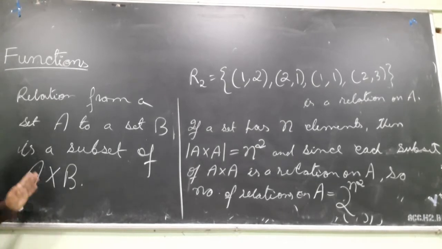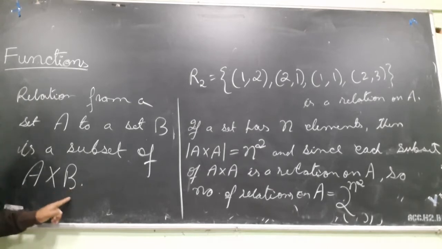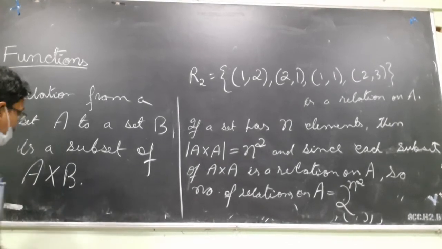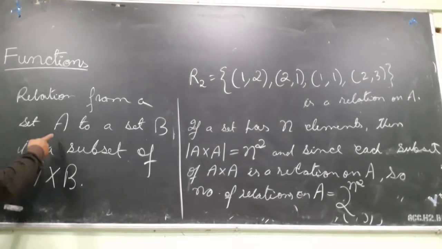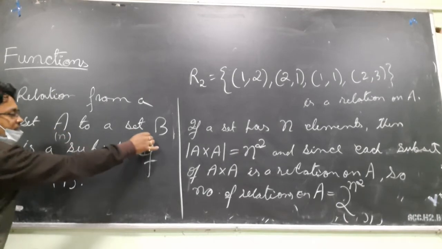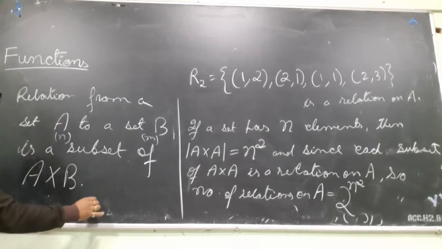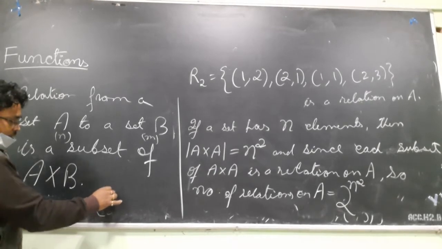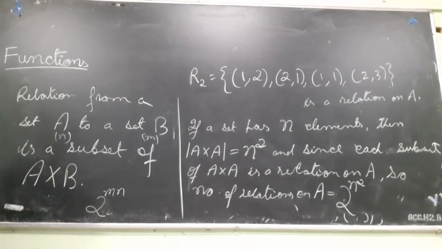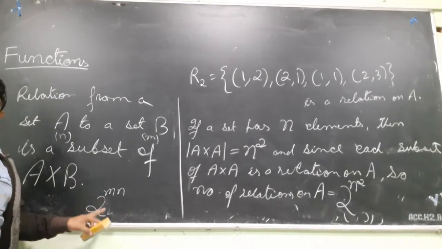So here the order is important. From where to where. The elements of the first coordinates will come from the first set. Second coordinates will come from the second set. So how many relations can you define from a set having n elements to a set having m elements? If the sets A and B are finite, then the number of relations will be 2 to the power mn, because A cross B will have mn elements in that case.